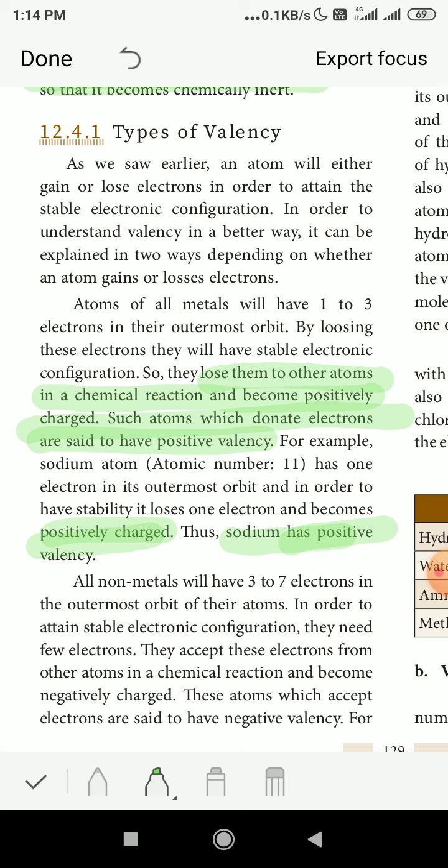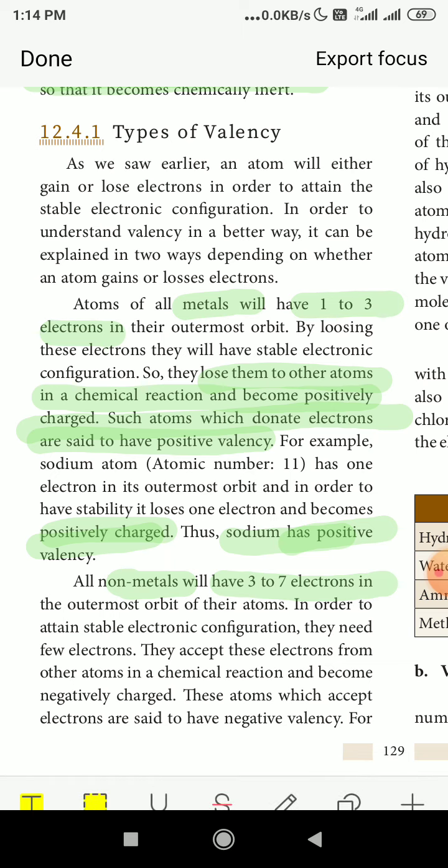All non-metals will have 3 to 7 electrons in the outermost orbit of their atoms. So non-metals will have how many electrons? 3 to 7 electrons. And the metals will have how many? 1 to 3 electrons in their outermost orbit. So in the non-metals, 3 to 7 electrons in the outermost orbit of their atoms.